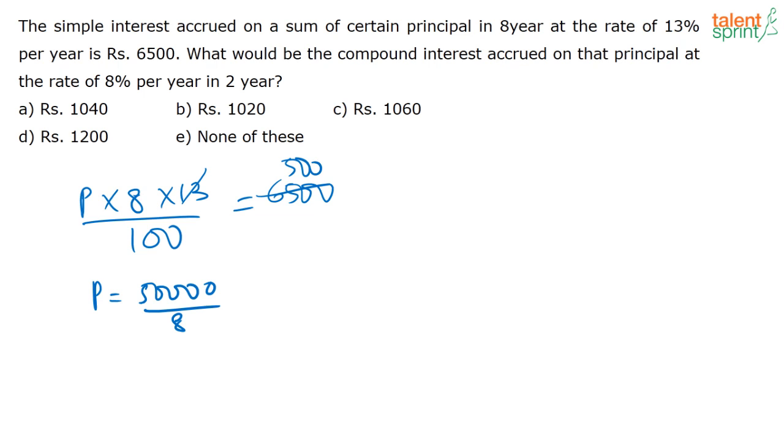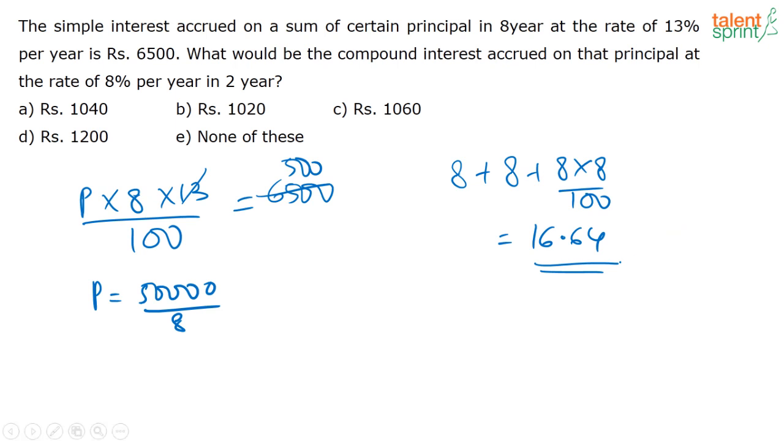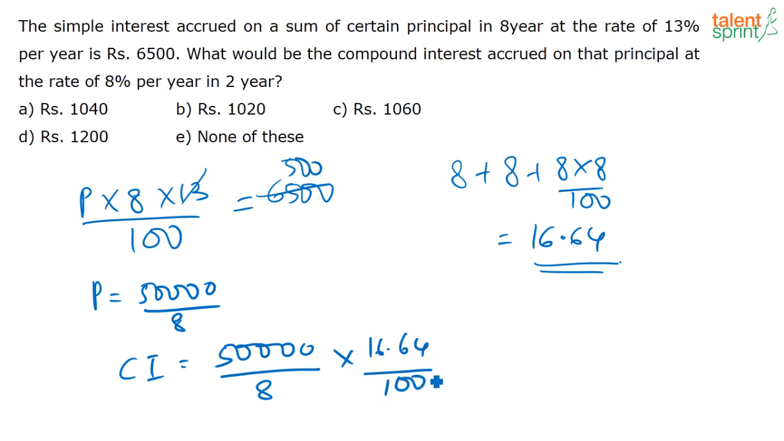Let's see. Now what is asked? What would be the compound interest accrued on that principal at the rate of 8% in 2 years? So compound interest at the rate of 8% for 2 years using effective percentage, what is it? 8 plus 8 plus 8 into 8 by 100. That would be the net percentage of interest that we get. 8 plus 8 is 16. 16 plus 64 by 100, that is 16.64, correct? So that will be your net percentage. So the compound interest that you get is nothing but 50,000 divided by 8 into 16.64 divided by 100, correct? So 8 will actually go in this 2.08, correct? So 2.08 into 5, you know it is 10.4, correct? So 1040, removing the point. So the answer for this question is option A.